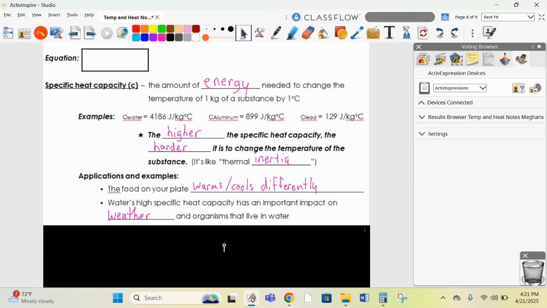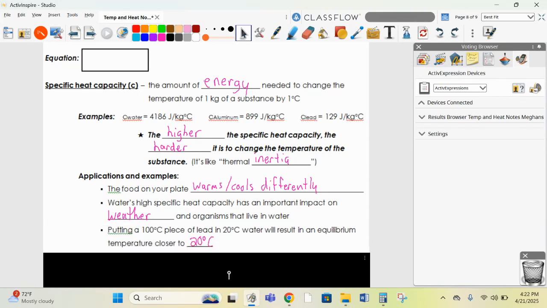Water's high specific heat capacity has an important impact on weather and on the organisms that live in it. You don't want something to heat up too quickly. All the fish would end up getting boiled alive if they had all that heat from the sun. Also, if you're generally around a body of water, typically the climate's a little bit more mild. You get a little bit more breeze coming in from the ocean during the day, then it goes back out towards the water at night because of the difference in heating.